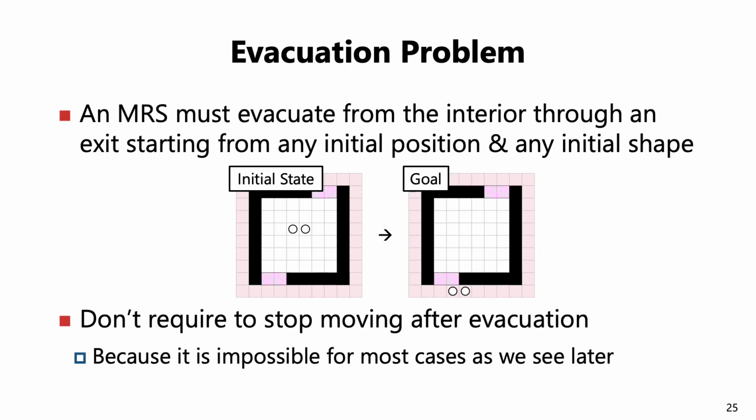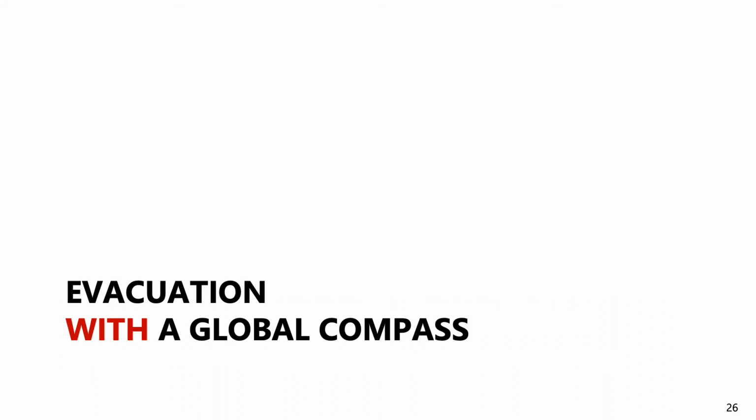This is the definition of the evacuation problem. An MRS must evacuate from the interior through an exit starting from any initial position and any initial shape. For example, if an MRS starts the evacuation from here, it must move to here. But we don't require an MRS to stop moving after evacuation, because this is impossible for most cases, as we see later. Okay, let's see our results for the case where each module has a global compass.